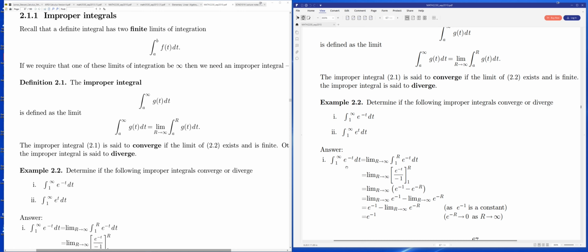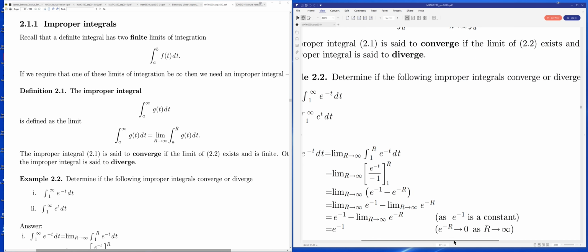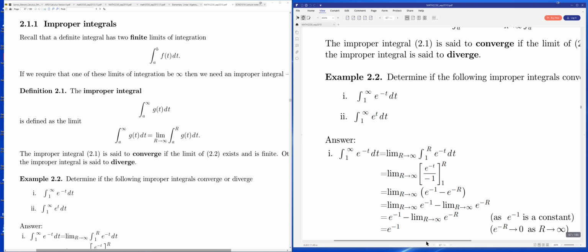Okay, so I want to integrate this e to the minus t, but it's an improper integral, so you use the definition, which is this over here. If I have an infinity sign, I replace the infinity sign by r, and that's what I do over here. Then you work out this integral and take the limit as r goes to infinity.